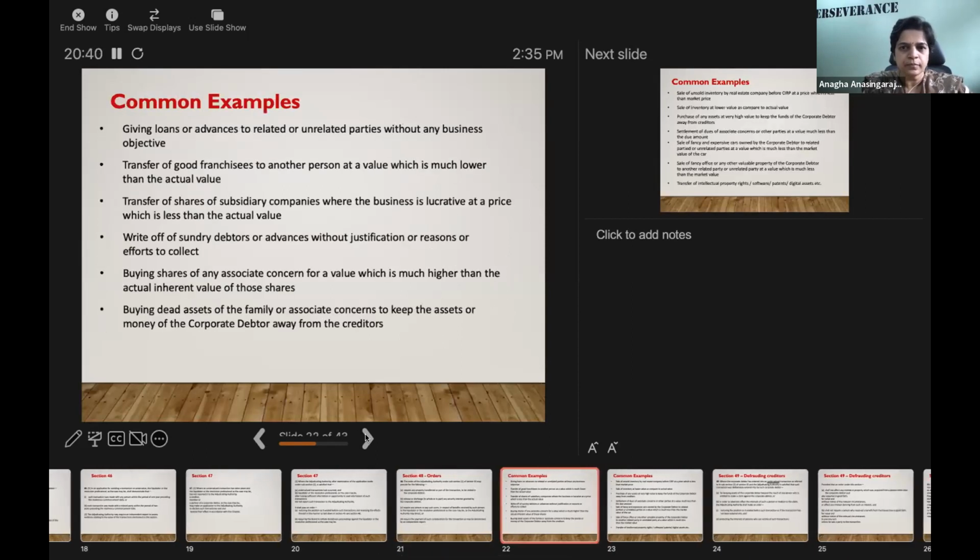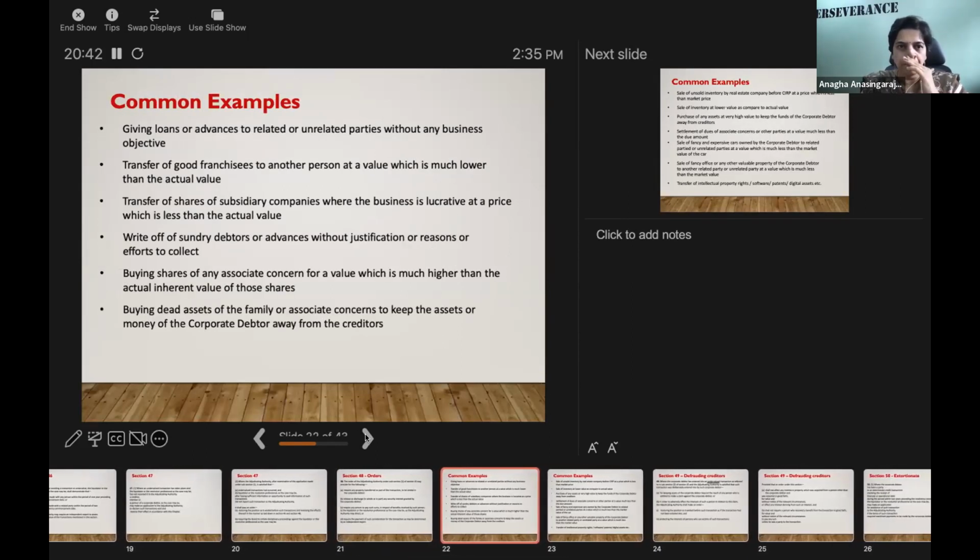Now, some common examples of undervalued transactions: giving loans or advances to related or unrelated parties without any business objective. So suppose this company has some money and that money is given to the group companies without any business objective, or there is no prospect of earning anything from that particular transaction for the CD. Transfer of good franchisees to another person at a value which is much lower than the actual value. Transfer of shares of subsidiary companies where the business is lucrative at a price which is less than the actual value.